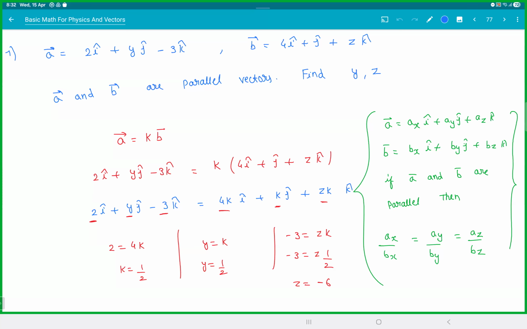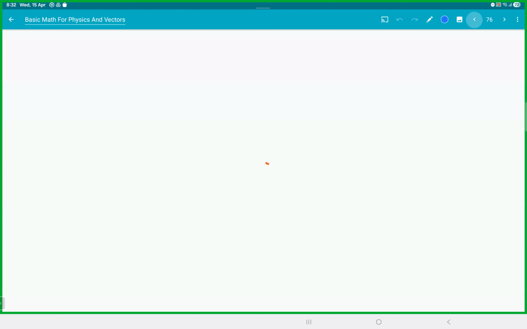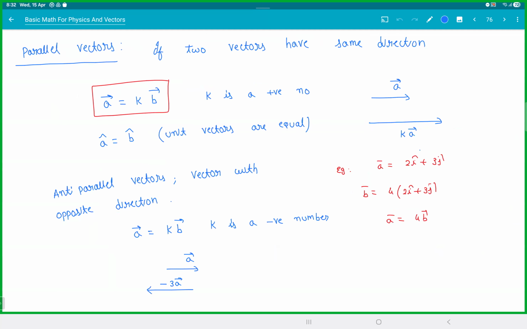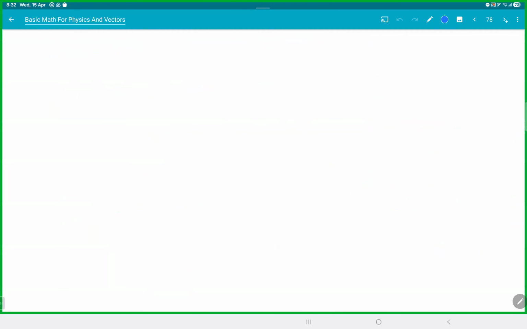Perfect. So last thing that we did, we were studying parallel vectors, equal vectors, zero vector, all that stuff. Great. So before going ahead, there is one more type of vector. So we define this thing called pseudo vector.